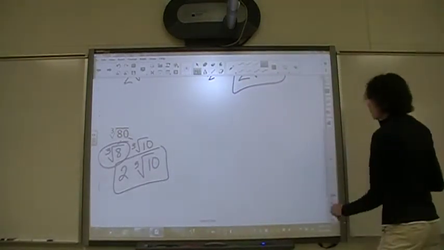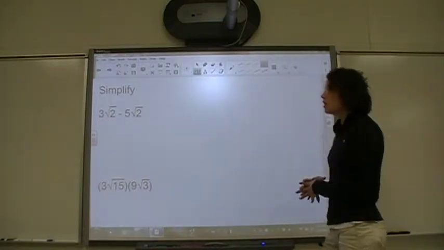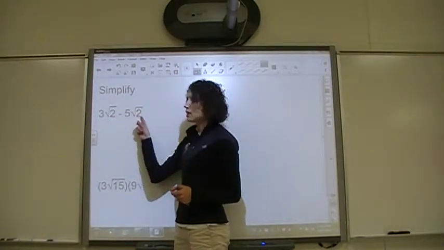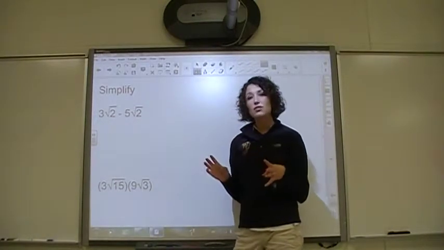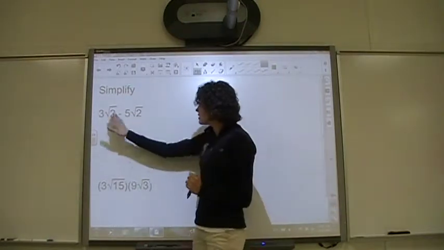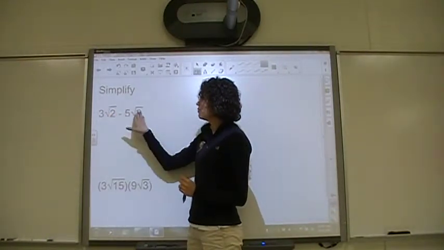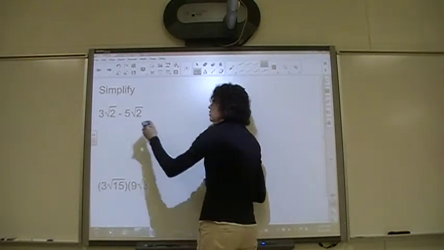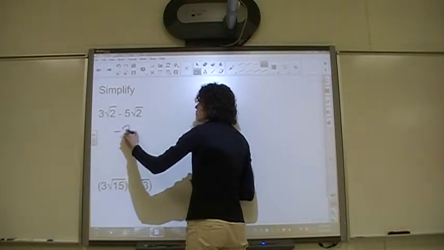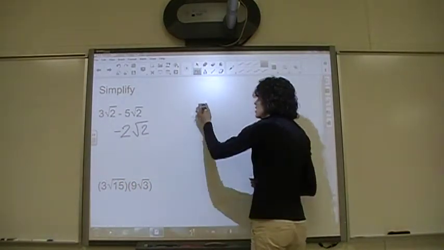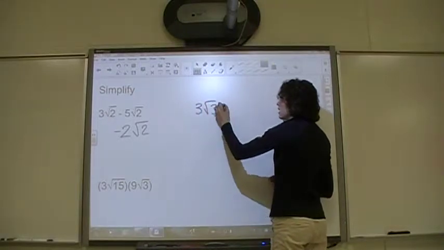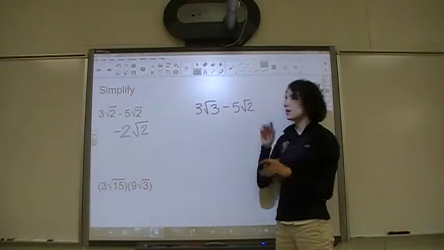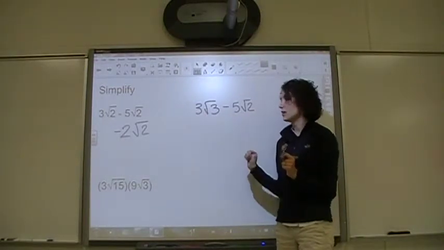Alright, so now that we're good with simplifying, we're going to do a little bit more with adding and subtracting. So when you have radical 2 and radical 2, you can actually think of those as both being x's. Because this is like an x and this is an x. They have the same radical, so that means that we can put them together. So 3 radical 2 minus 5 radical 2 is going to give me 3 minus 5 gives me negative 2 radical 2. Let's say you had 3 radical 3 minus 5 radical 2. You could not put these together because radical 3 and radical 2 cannot go together. So that would be your final answer.